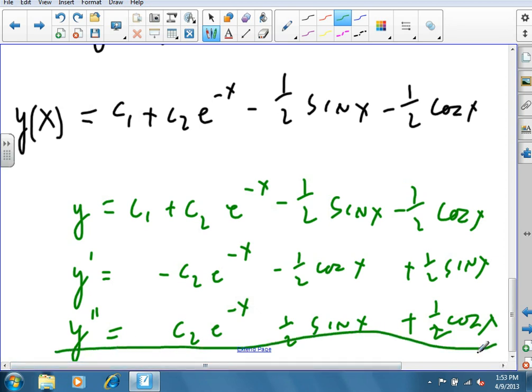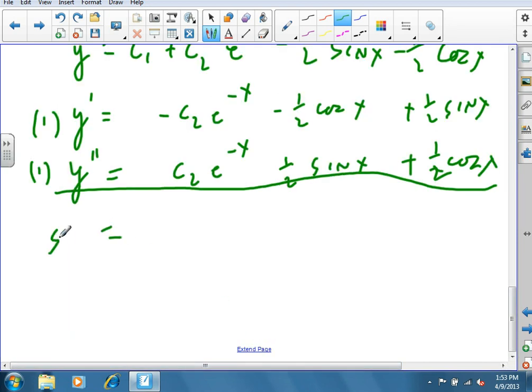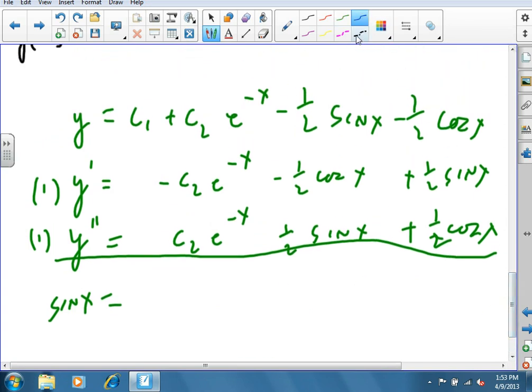And anybody remember the original problem? Okay, so I have one of those and one of those, and when I get done, I want to see sine x. Okay, so that's the plan. So I've got minus c2 plus c2, they go away. I got minus 1/2 cosine plus 1/2 cosine, they go away. I got plus 1/2 sine, that's sine x. My work checks.